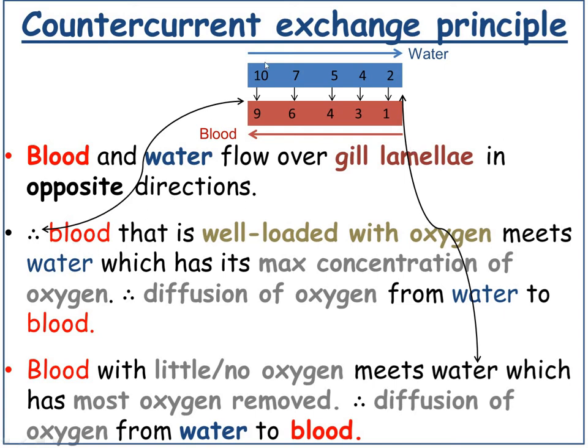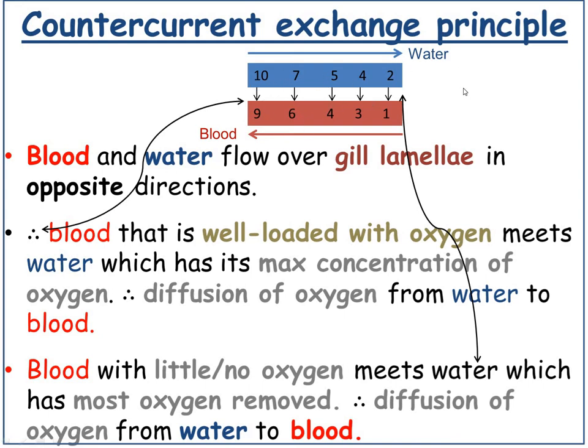And that means that blood that is well loaded with oxygen meets water that has its maximum concentration of oxygen, because this water has only just met the lamellae, whereas this blood has already picked up most of the oxygen. However, the water still has slightly more oxygen than the blood, so diffusion will occur. So diffusion occurs from the water to the blood across the whole length of the lamellae.